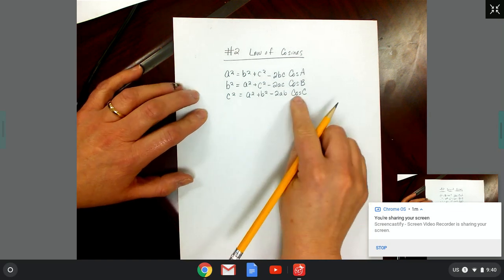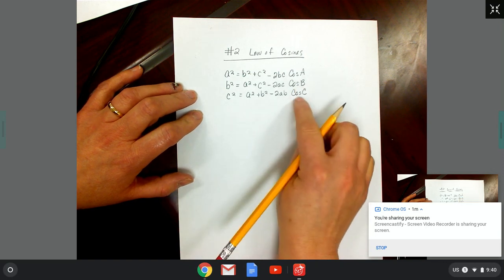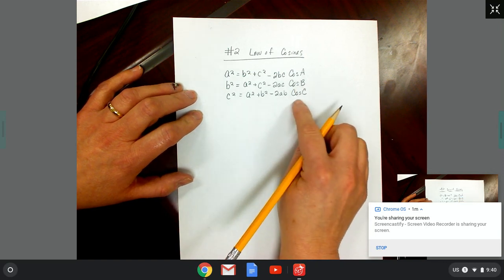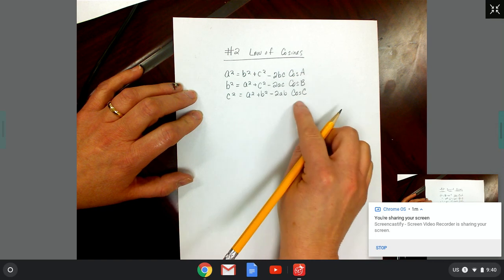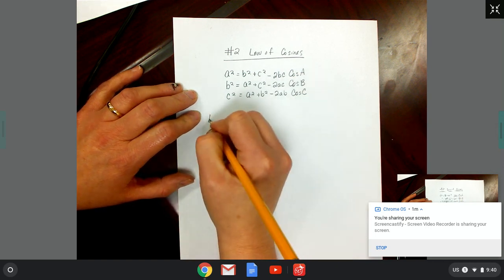A lot of times these are embedded, like I said, in ACT problems, so it's not too difficult once you figure out how to do these. Okay, so let's look at example 1.